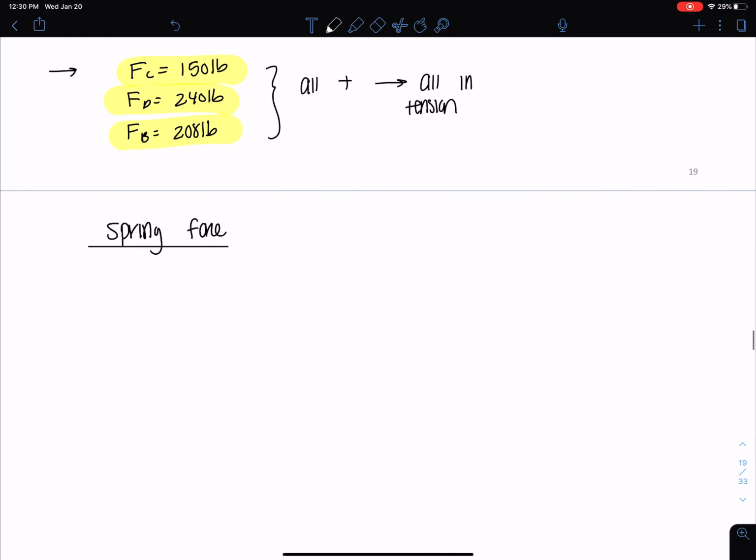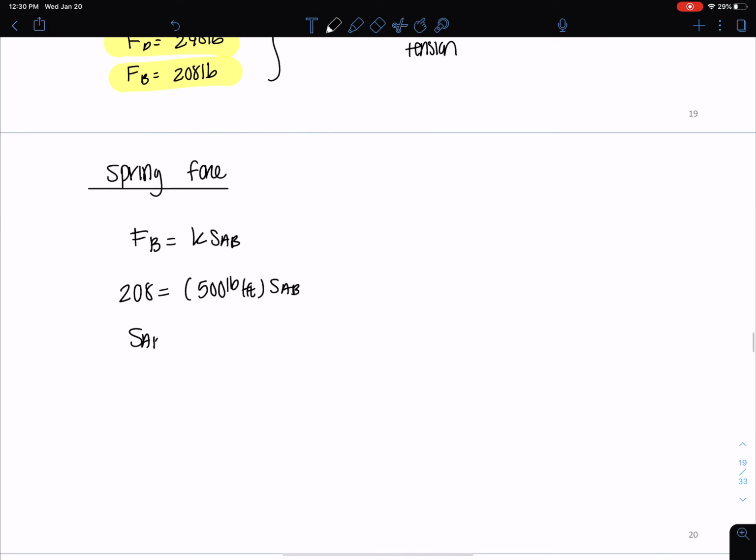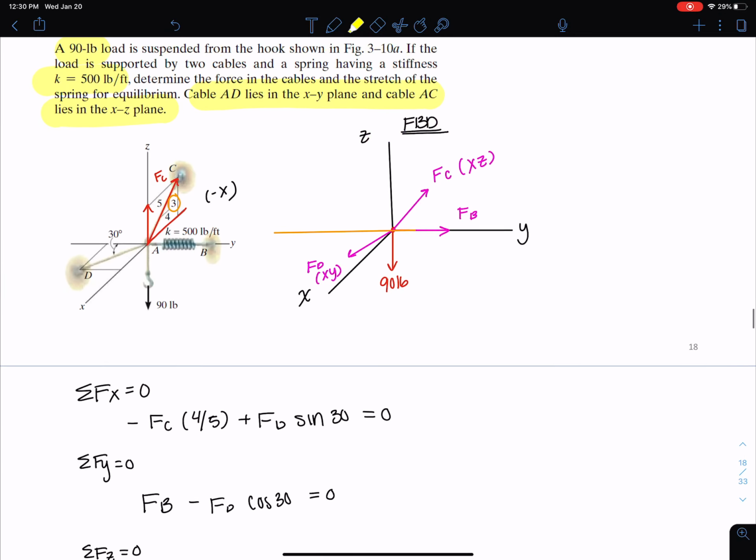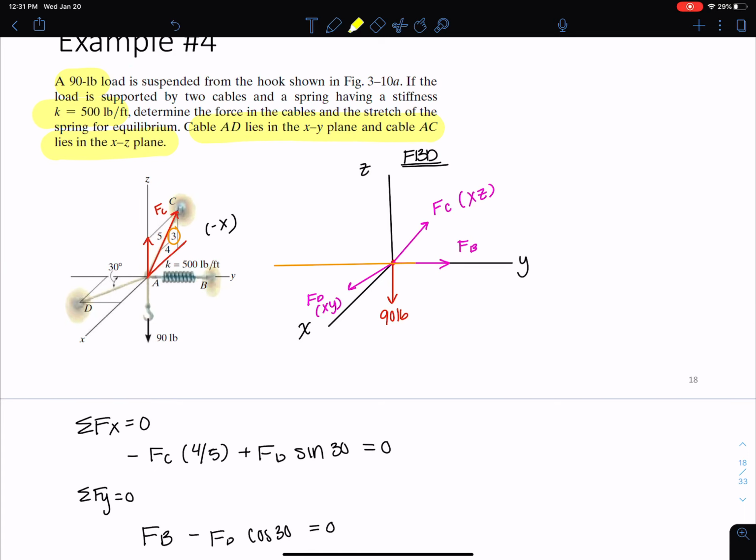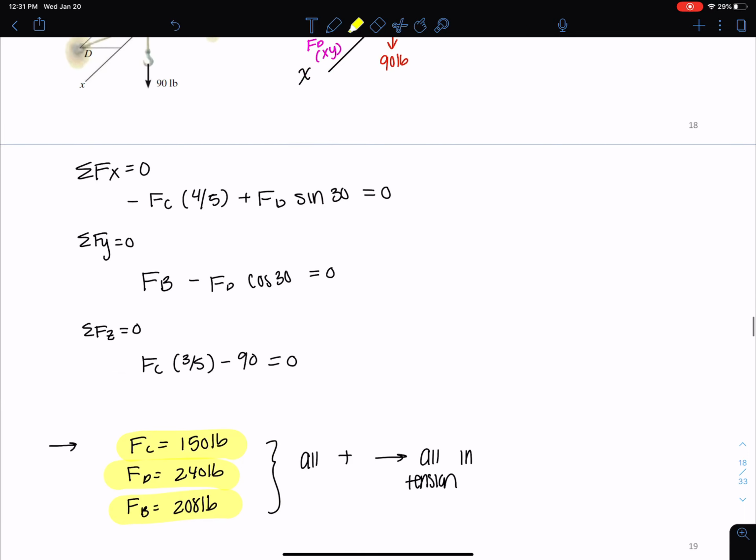Okay, now the next thing we want to get is the spring force, right? So the spring force here, we have FB is equal to K times SAB. And we have 208, which is the spring force. We're given a K of 500 pounds per foot, and we're looking for that stretch in the spring SAB, and we can directly solve for that here, which is 0.416 feet, and you can leave this in feet or you can convert it to inches, whichever one you like, okay? So pretty straightforward, very similar to 2D systems. We just have one extra direction that we get to solve for our problems in now.